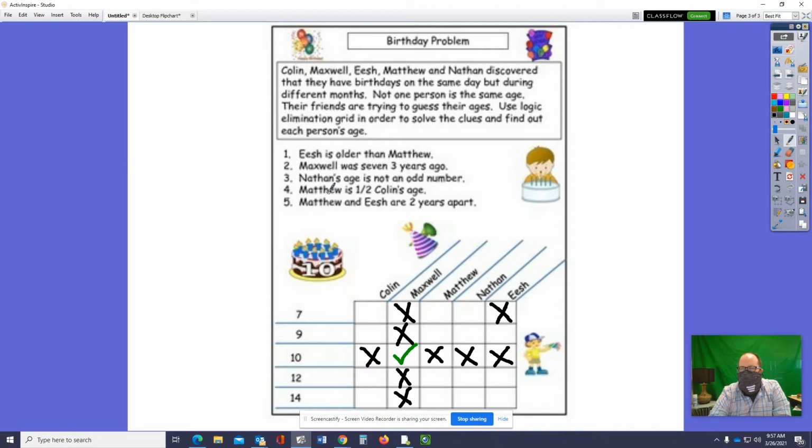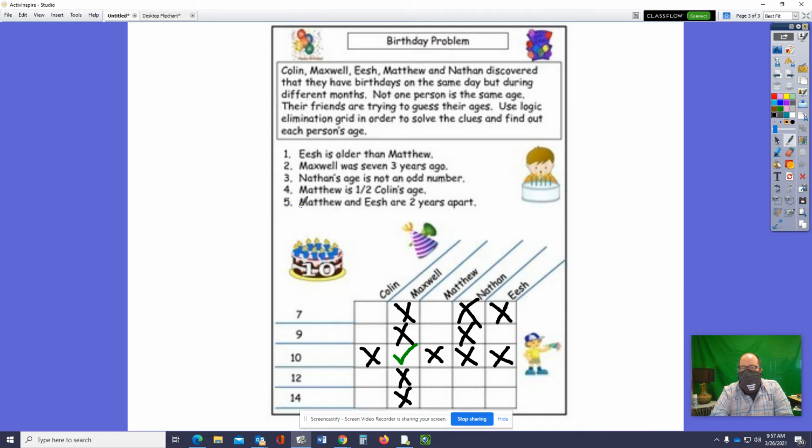The next one says that Nathan's age is not an odd number. So Nathan's age is not an odd number, which means it is an even number. So we come down here to Nathan, which means that his age has to be an even number. So it can't be 7 and it can't be 9. It could be 12 or 14 though, so we'll leave those two blank.